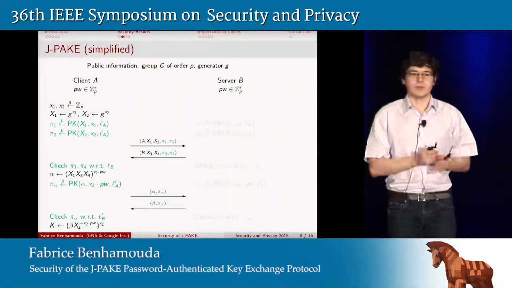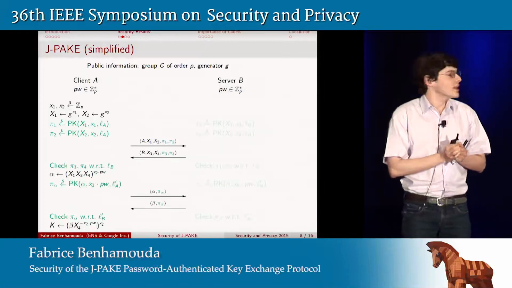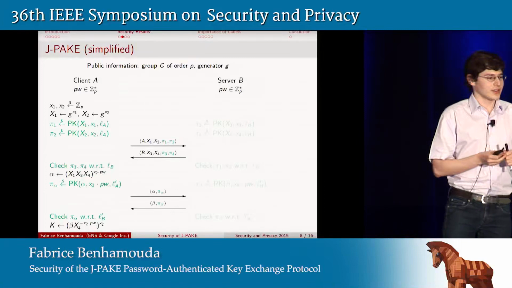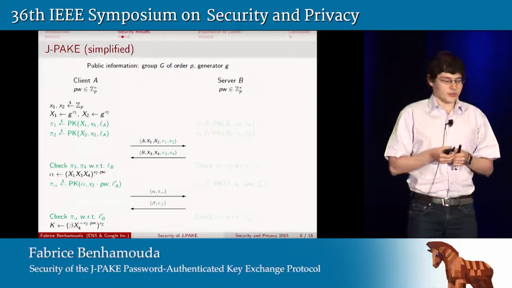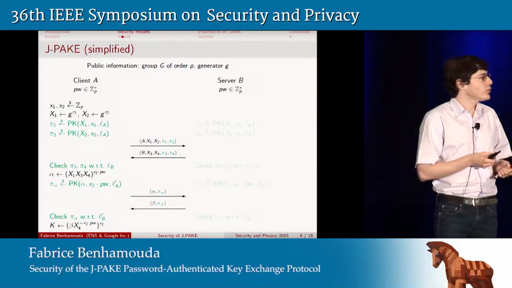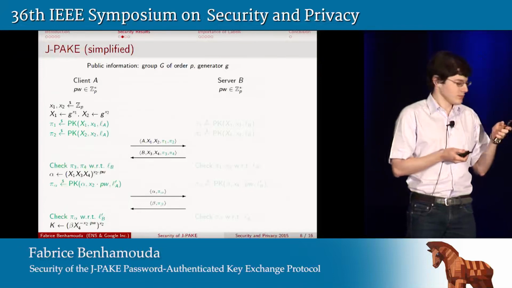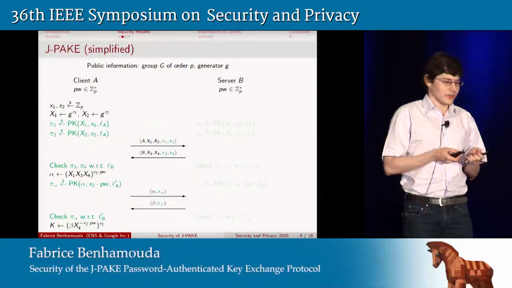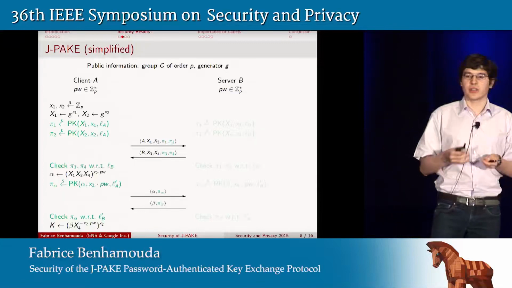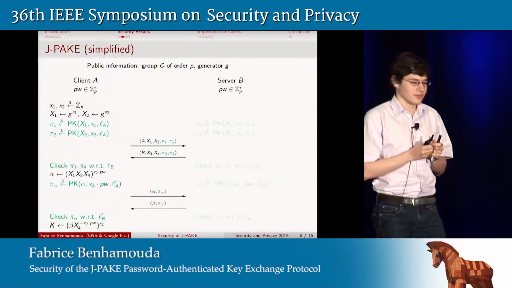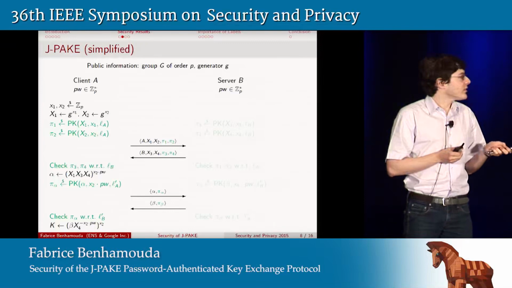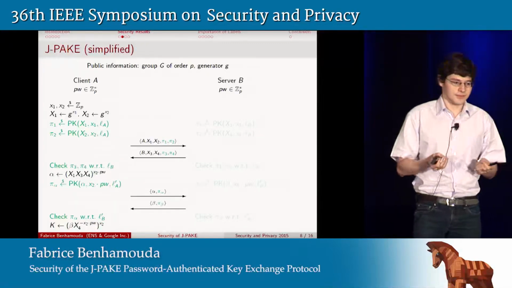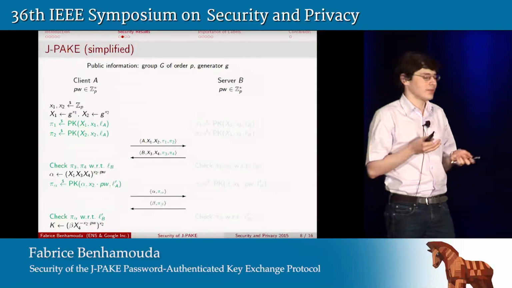Okay, so let's go into the details. JPEG is a symmetric protocol between a client A and a server B. The client picks 2 random scalars x1, x2, and computes these group elements, g to the x1, g to the x2, where g is some generator of the cyclic group. He sends everything to the server with a proof that he did that correctly. The server does the same.